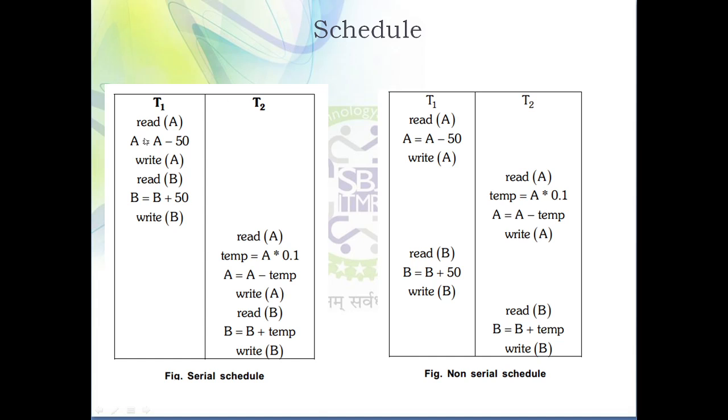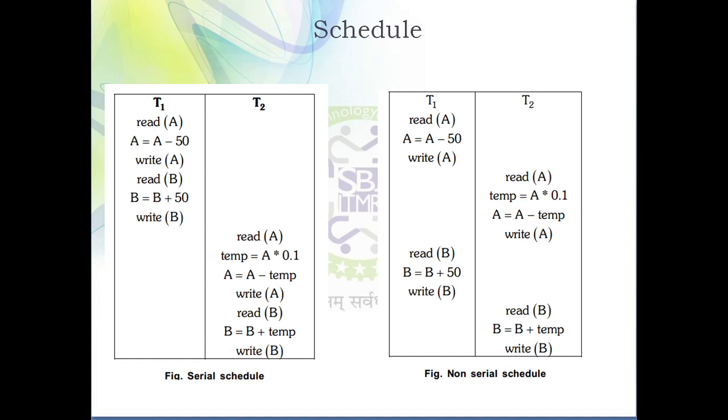So what we have done, we have just read the value of A, then deducted 50 rupees from account A and then performed a write operation on account A. After that we perform a read operation on account B, then we add 50 rupees to account B, and finally we perform a write operation. So in this way transaction T1 is completed.